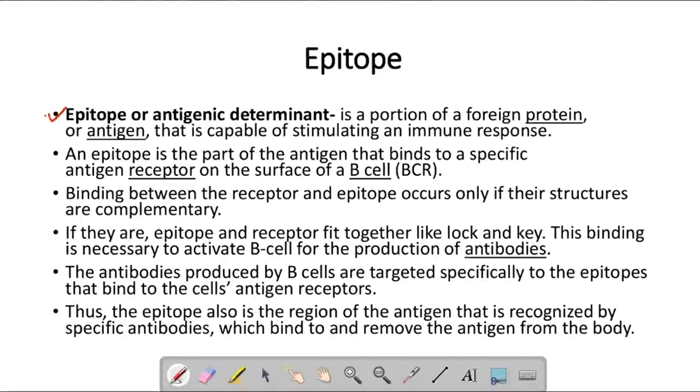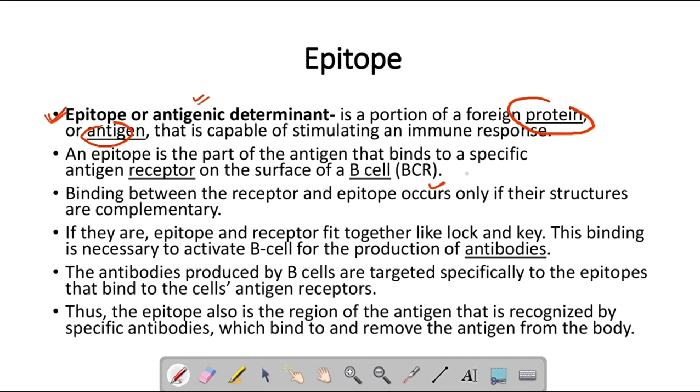Today in this video lecture we will study the antigenic determinants on immunoglobulins. So let us first see what antigenic determinants are. What are antigenic determinants, epitope or antigenic determinants? Basically, it is a portion of the foreign protein or antigen that is capable of stimulating an immune response. So that is called an epitope or antigenic determinant.